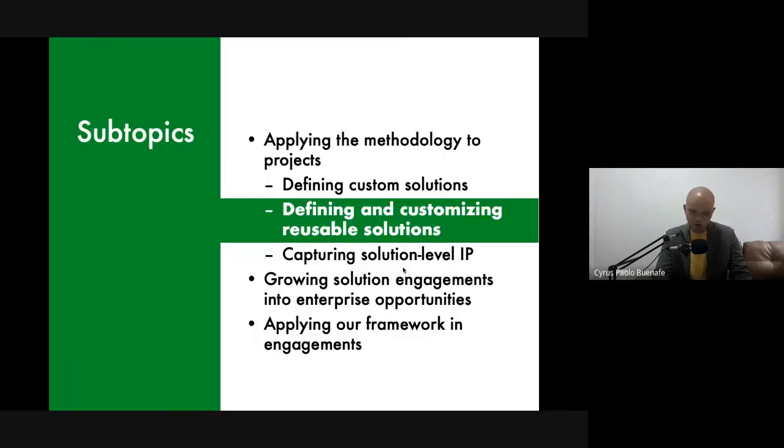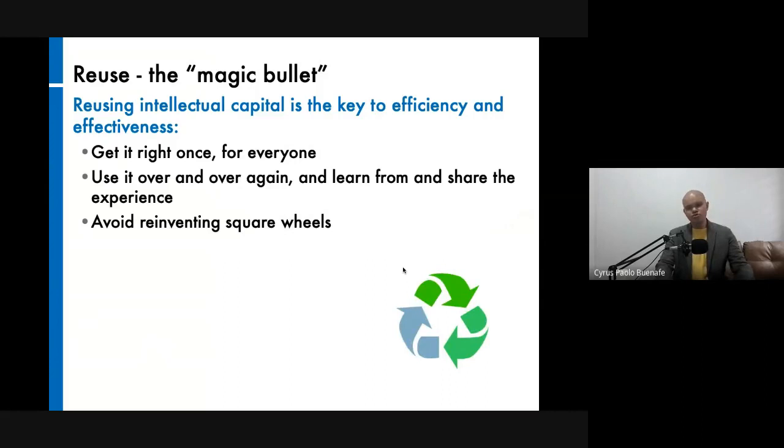So now we go to the second subtopic here, which is now defining and customizing reusable solutions. So this would refer to the second and third portion in our reusable solutions lifecycle. So reuse is currently the magic bullet. Nowadays, you call it sustainability. So definitely, if you want your architecture to be sustainable, the degree of reuse, or the possibility of reuse, is something high. Okay, if it is something very specific, something very idiosyncratic, then it's not really sustainable, right?